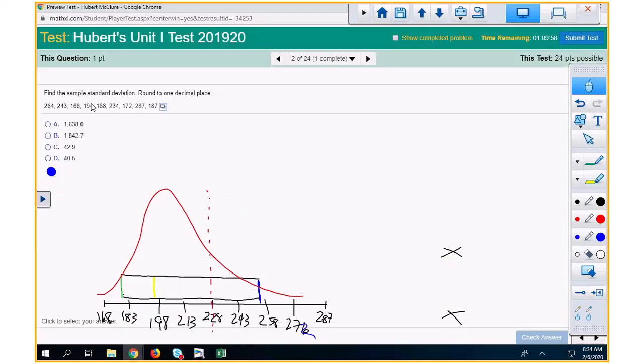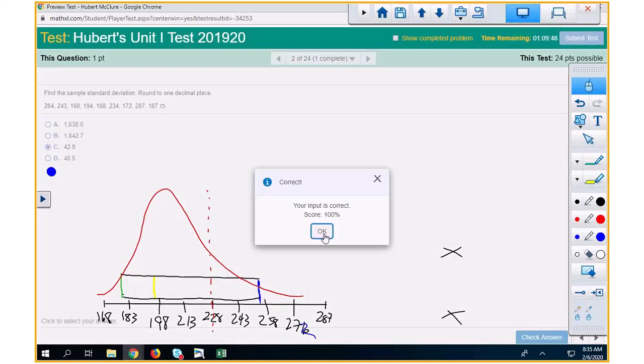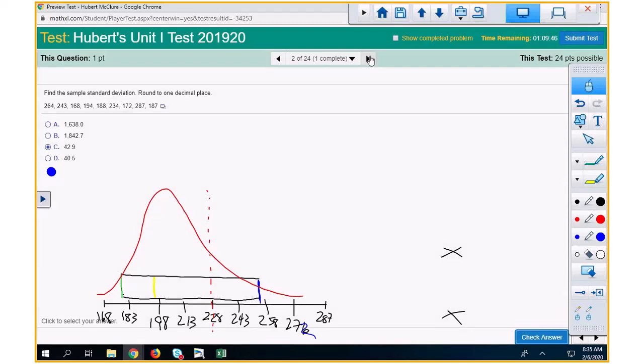Okay, somebody tell me what the standard deviation was. I don't forget. 42.9. Look at that. It's a miracle. The only one with United States in front of it. Hint, hint.